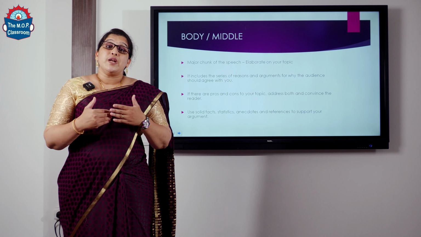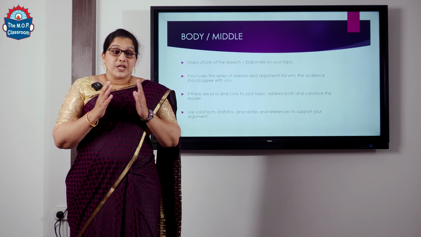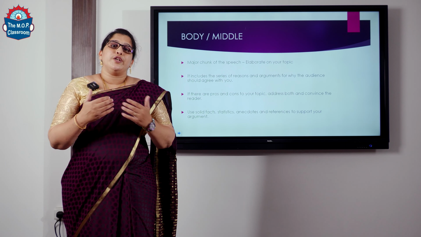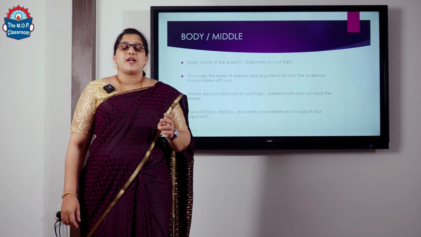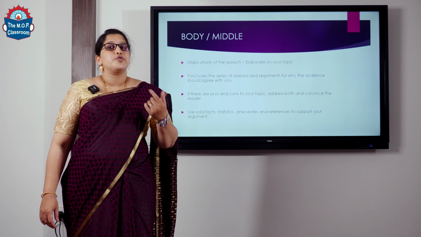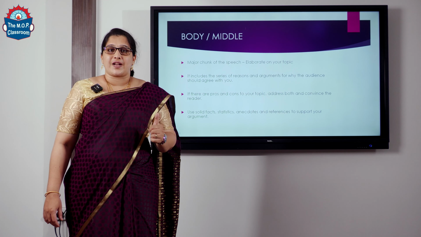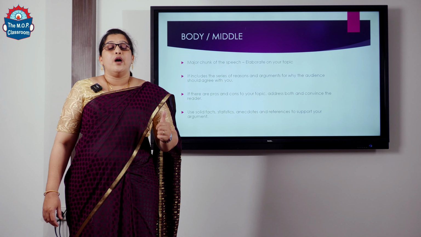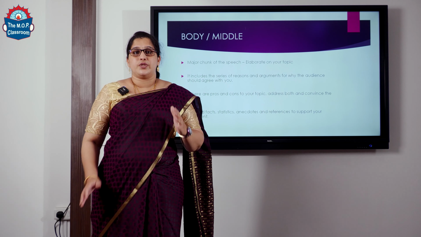It's very important that your speech has a transparent outlook for the audience to connect with you. And you have to use solid facts and statistics. Apart from the personal anecdotes and personal experience that you share with them, it is very important that you also have the proper facts and statistical data to support your argument. That will come under the body of the speech, the main chunk.